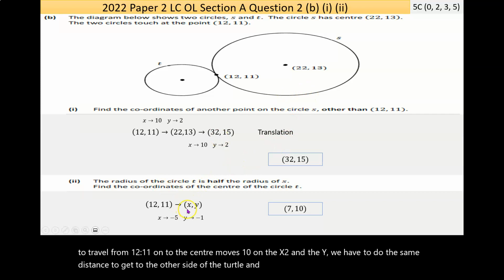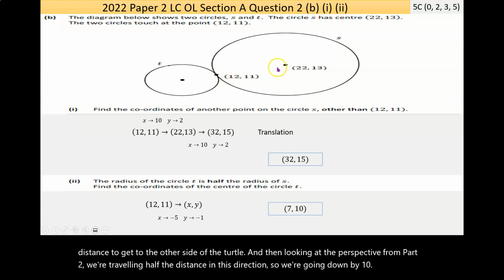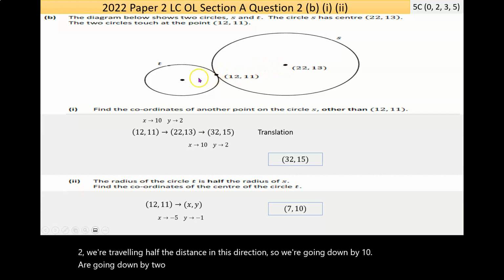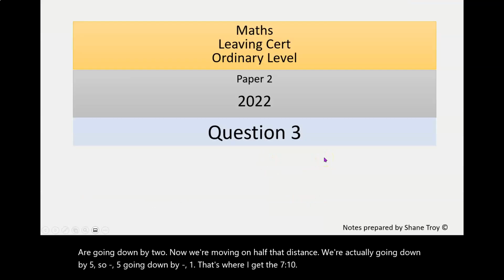Then looking at the perspective from part 2, we're traveling half the distance in this direction. So we're going down by 10, going down by 2. Now we're moving on half that distance. We're actually going down by 5, so negative 5, going down by negative 1. That's where I get the 7, 10. So I think that's the end of question 2.